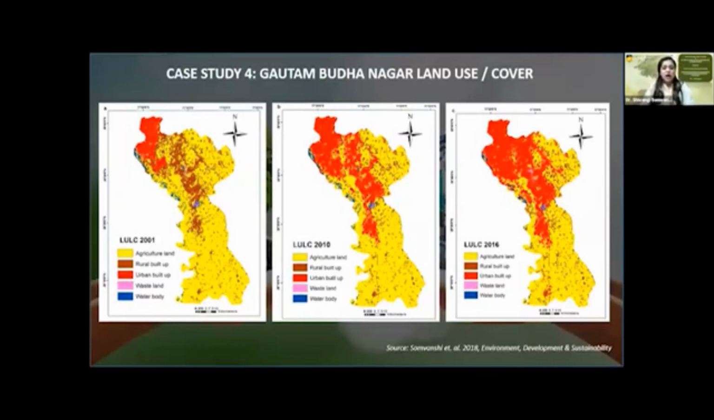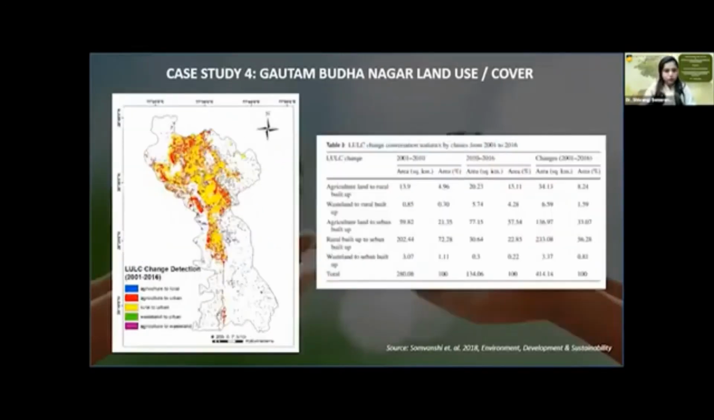Like, if I'm saying how much amount of agricultural land is converted into urban built-up over the period of time, or how much area of rural built-up is converted into urban built-up, or how much amount of wasteland is converted into urban built-up. So here again, GIS has emerged as a powerful tool to calculate the conversion. So here in this slide, through a map and through a table, you can see the conversion. As in the table, you can see that around 136 square kilometers of agricultural land was converted into urban built-up from 2001 to 2016. Similarly, 233 square kilometers of rural built-up was converted into urban settlement.